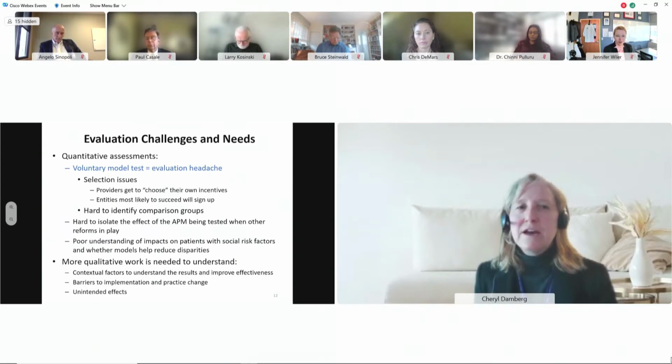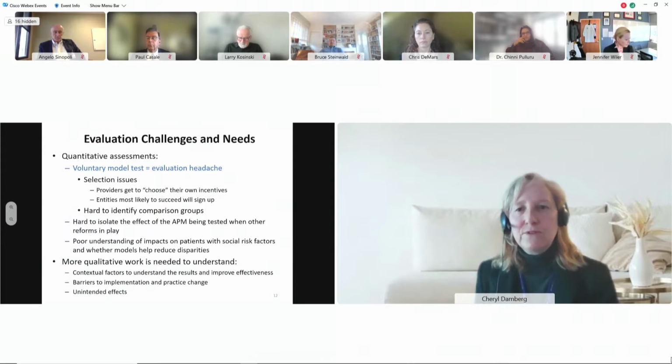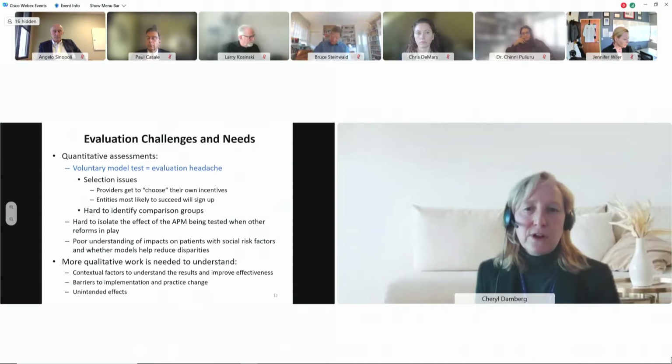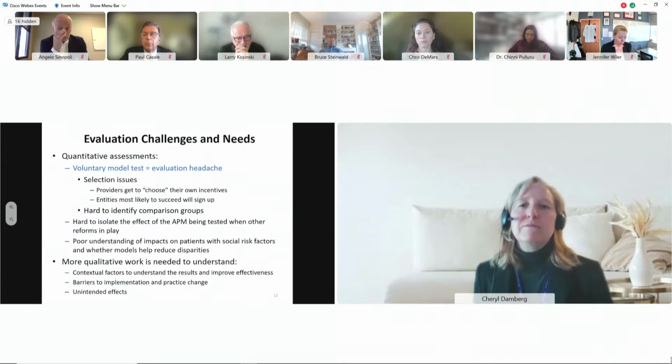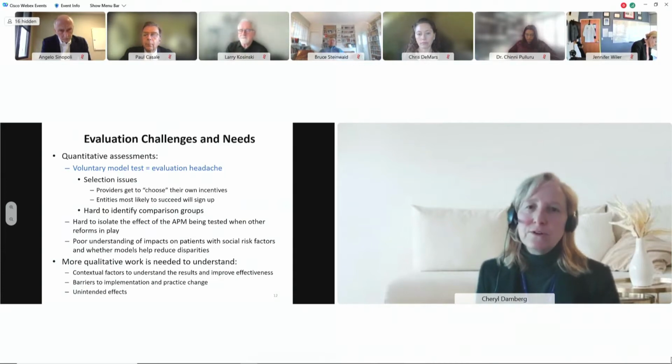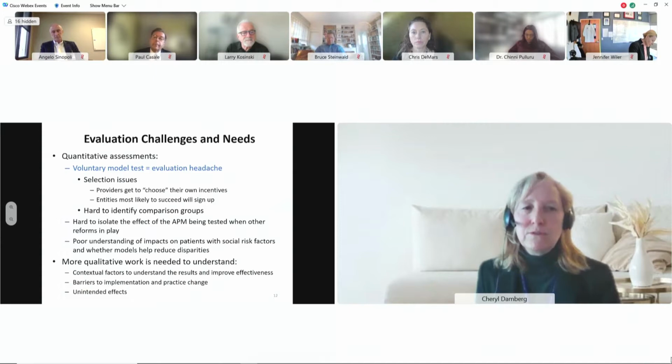So I'm going to shift gears just quickly. As somebody who has spent time trying to evaluate these programs over the years, there's a mix of both quantitative and qualitative work that needs to be done. But I think most folks who operate in the evaluation space know that a lot of these voluntary models have been very problematic to evaluate because of selection issues related to who chooses to participate, and that the entities who sign up are likely those who are going to be most likely to succeed, and the challenges of finding good comparison groups. So those are among the various challenges, but also that are really trying to advance many of the same types of end objectives. It's very hard to isolate the effect of any single alternative payment model being tested when there's so many other reforms that are in play.